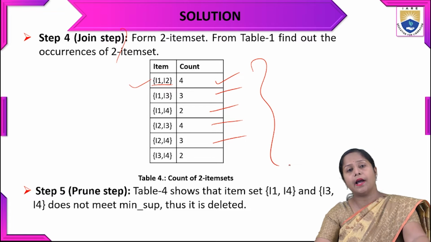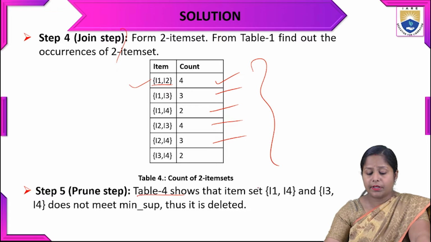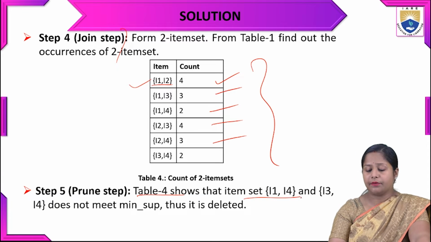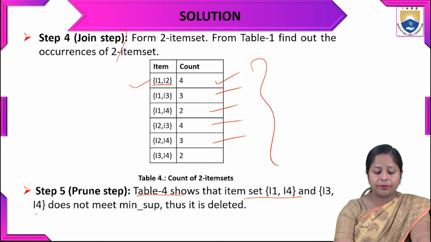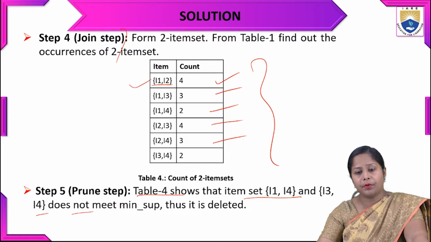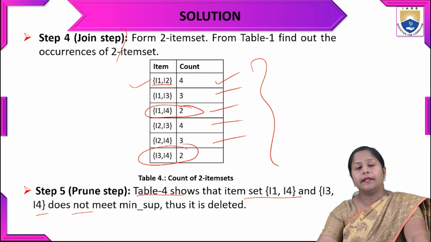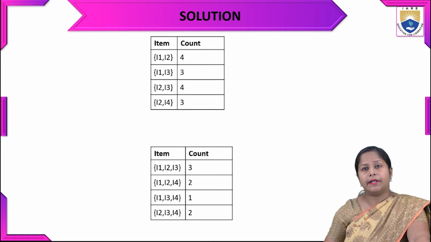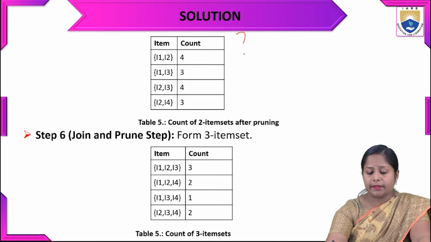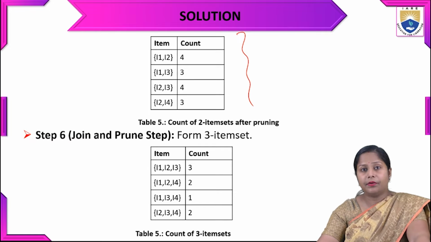Now the 5th step is the prune step again. In that table 4, it shows that the item sets I1, I4 and I3, I4 are not meeting the minimum support. That is 2 here and 2 here, which is less than 3, the minimum support. So those will again be deleted. So now we will delete them, and that will be the count of 2 item sets after the pruning of the 5th step.